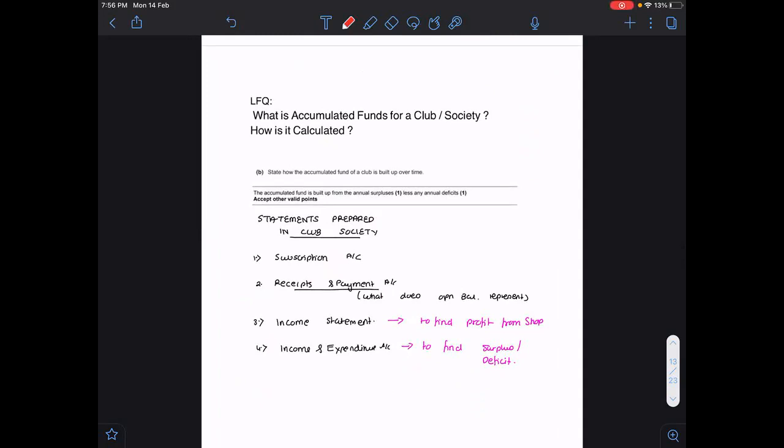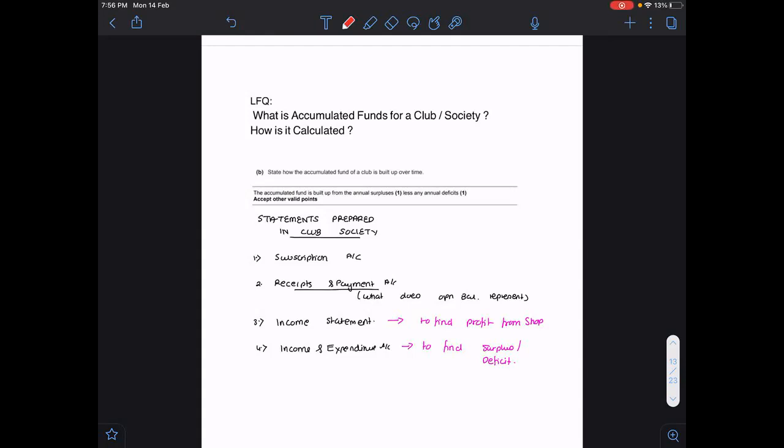Okay. Clubs and societies do not have capital. Just as we find capital, we find accumulated funds. So it is just that instead of capital we use the word accumulated funds.